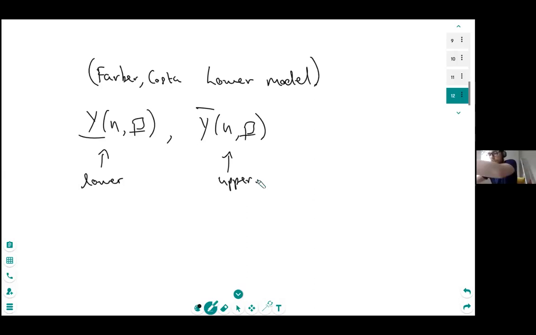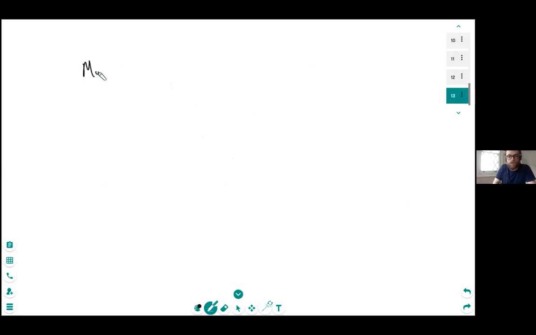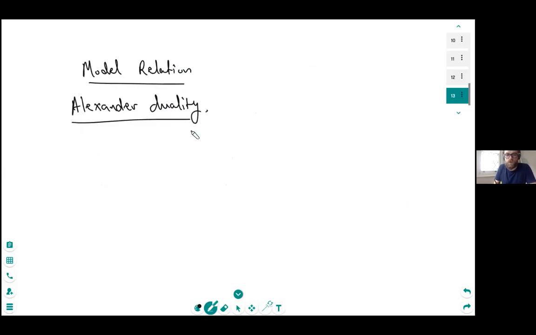And because we looked at it in this way, it felt natural that there should be some sort of relation between these two models. And there was, so model relation comes from duality, Alexander duality. So the hope obviously is you have some relation between the two, and then so you can get some sort of information for free in one model from the other one. And we actually hope that by studying the upper, maybe we can know more about the lower.